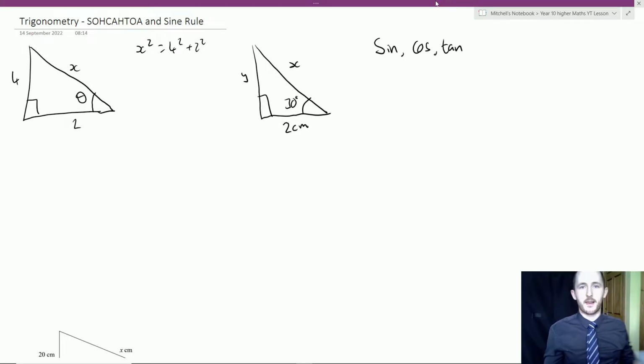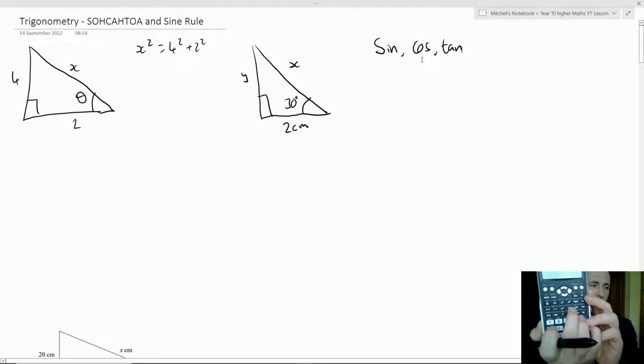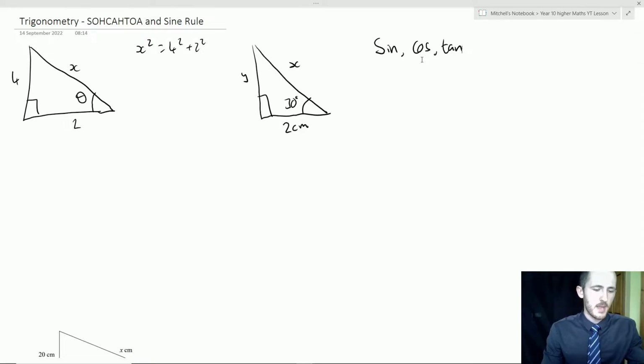So if you have a look at your calculators, you should see sine, cos and tan buttons somewhere on your calculator. So for mine, it's just over there. And that's what we're going to be using. So you may have seen SOHCAHTOA before as well. So just as a reminder, let's go through it. So we have these sines, cosines and tans, but we need to know which ones we use in a given situation.